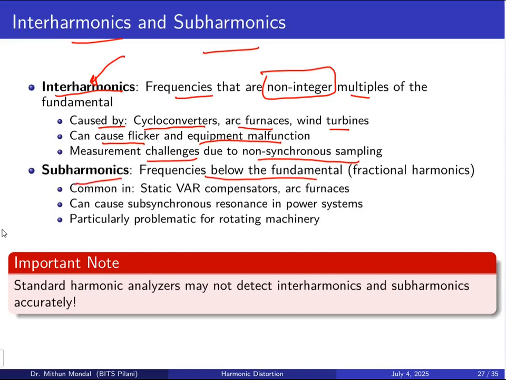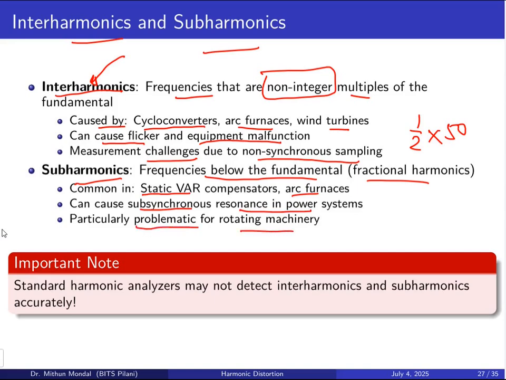Subharmonics means the frequency is below the fundamental frequency, because we know that the fundamental frequency is the one which is dominating, but if there is a frequency below that, for a 50 hertz system, if you have certain things at 30 hertz or 20 hertz, then they will be subharmonics. So it is below the fundamental, and it is generally the fractional harmonics. Like for example, if you have the fraction 1 by 2 multiplied with 50, it comes to be 25 hertz, which is a subharmonic. These are common in static VAR compensators and arc furnaces, and these are caused because of subsynchronous resonances which are present in the power system.